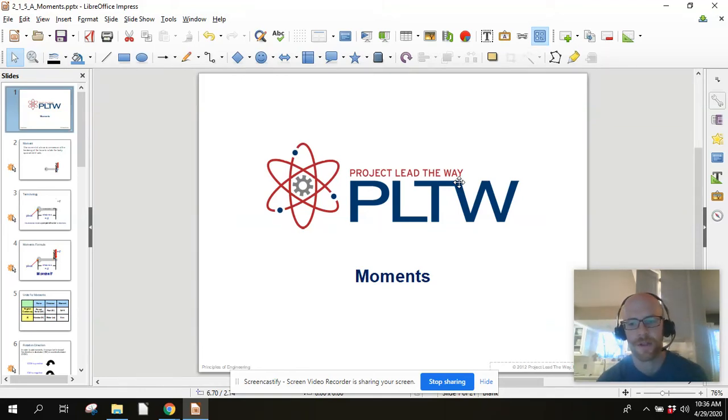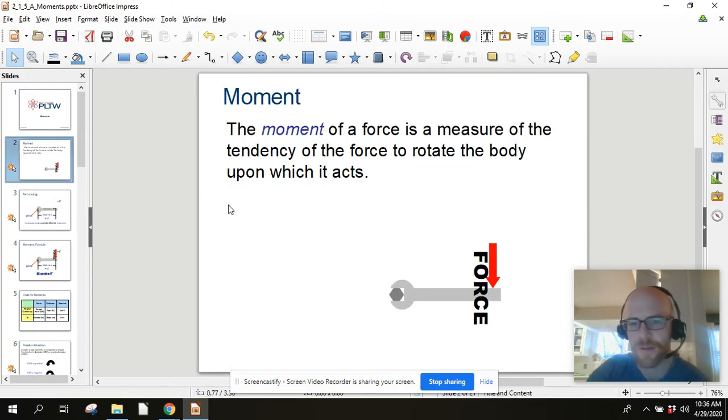Okay, today this is a lesson over moments. And moments aren't a thing about time in this situation. They are a thing about a force. What kind of force? I've said it a couple times, but a force that has a tendency to rotate the body upon which it acts. So it says here the moment of a force is a measure of the tendency of the force to rotate the body upon which it acts.